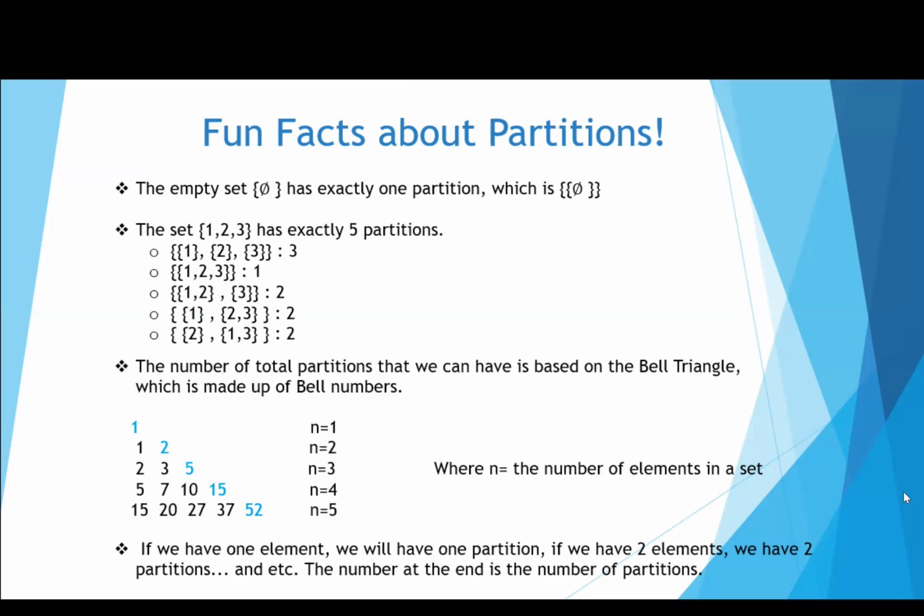The number of partitions that we can have is based on Bell's triangle, which is made of Bell numbers, where n is equal to the number of elements in a set. If we have one element, we will have one partition. If we have two elements, we have two partitions, and so on. The number at the end is the number of partitions.